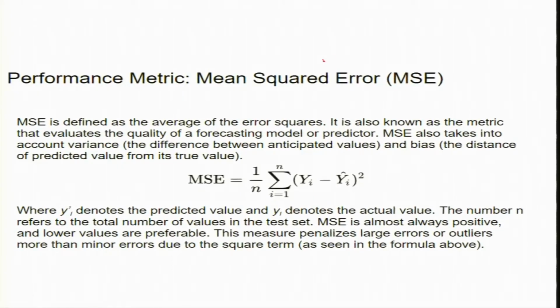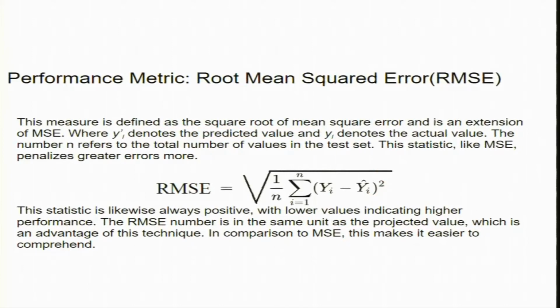Now, the next very important performance metric is called mean squared error, MSE, which is an average of error squares. Here you can see that this is the predicted value and this is the actual value, and the difference is squared and its mean is taken, which evaluates the quality of a forecasting model or predictor. So, MSE takes into account the variance and bias. This MSE is almost always positive and lower values are preferred, and this measure penalizes the large errors or outliers more than the minor errors.